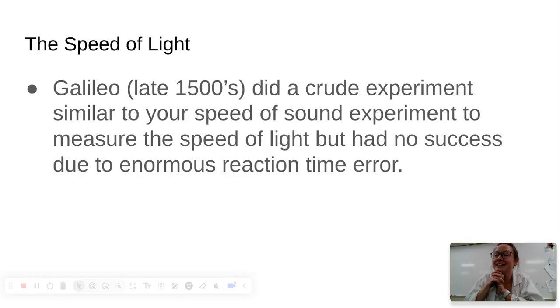Well, the problem was that he just couldn't get the reaction time fast enough. He saw no apparent difference between when his friend would lift up his lantern and when he was supposed to lift up his. It was just way too quick. And so Galileo came to the conclusion that this light is probably either so fast that humans will never be able to measure it, or it's infinitely fast. And so he said, "I give up. The task is impossible." So not a lot really came from this experiment except that it taught us that light is very, very, very, very fast.